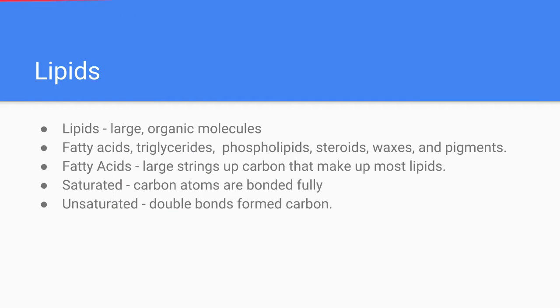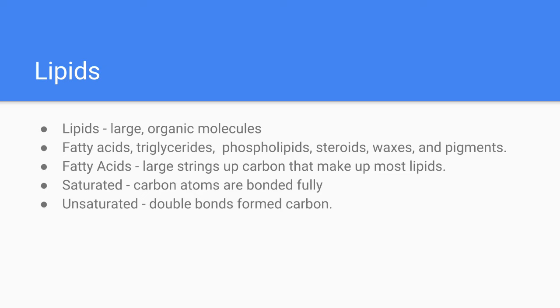Okay. So next we have lipids, the wonderful thing called lipids. Lipids are large organic molecules, which mainly consist of fatty acids, triglycerides, phospholipids, steroids, waxes, and pigments. But in this segment, we are not going to be covering pigments. First of all, fatty acids are large strings of carbon that make up most lipids. And there are 2 different types of fatty acids. There is saturated, and then there's unsaturated.